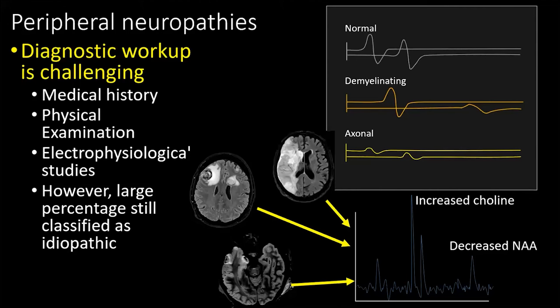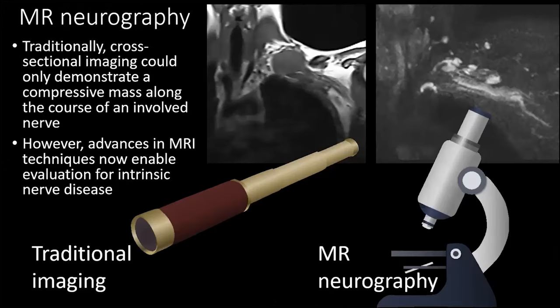You know, imagine if you had to diagnose all your brain tumors just based on a MR spectroscopy of the lesion, it would be impossible. So the anatomic imaging has an incredibly critical role in the diagnosis and care of these patients. So traditionally, cross-sectional imaging could only demonstrate a mass compressing the nerve externally.